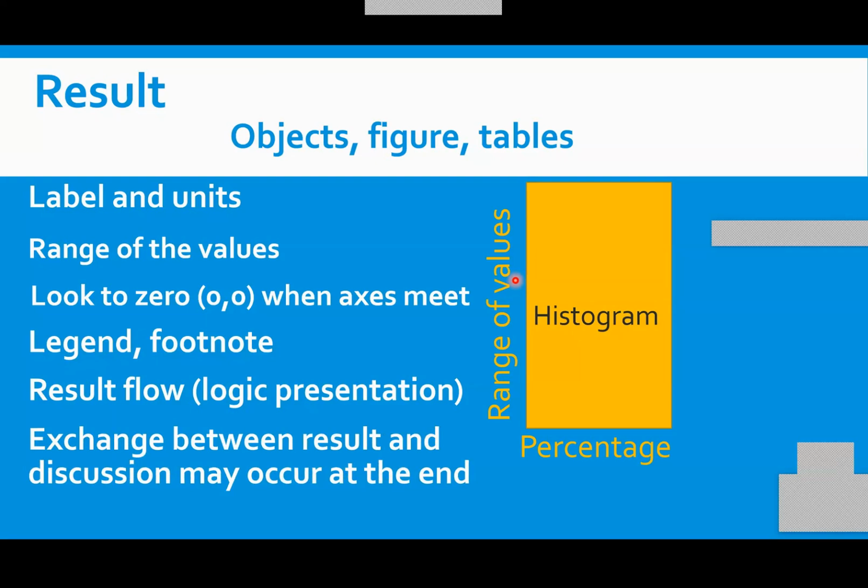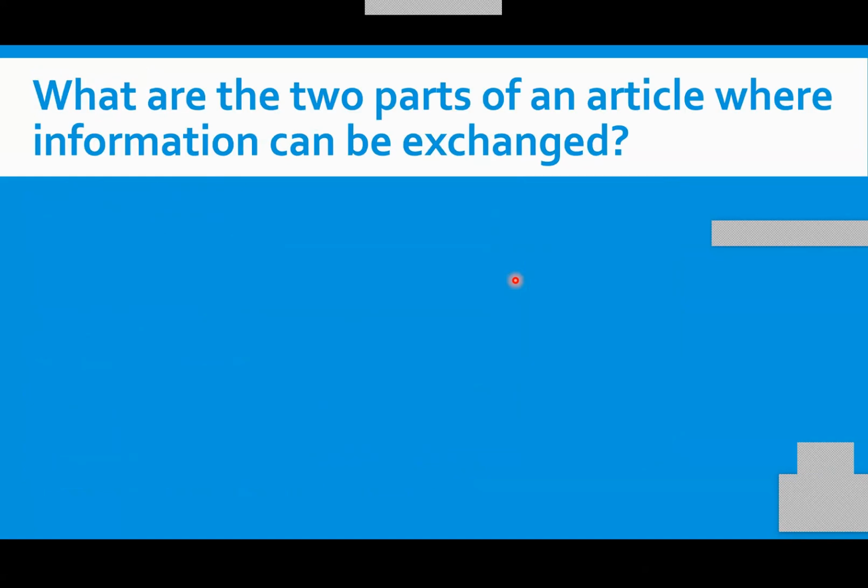And remember that there will be an exchange between the result and the discussion. Sometimes there will be an exchange or confusion. Now the question is, what are the two parts of an article where information can be exchanged? I just said that. The question is, any volunteer, what are the two parts of an article where the information can be exchanged?